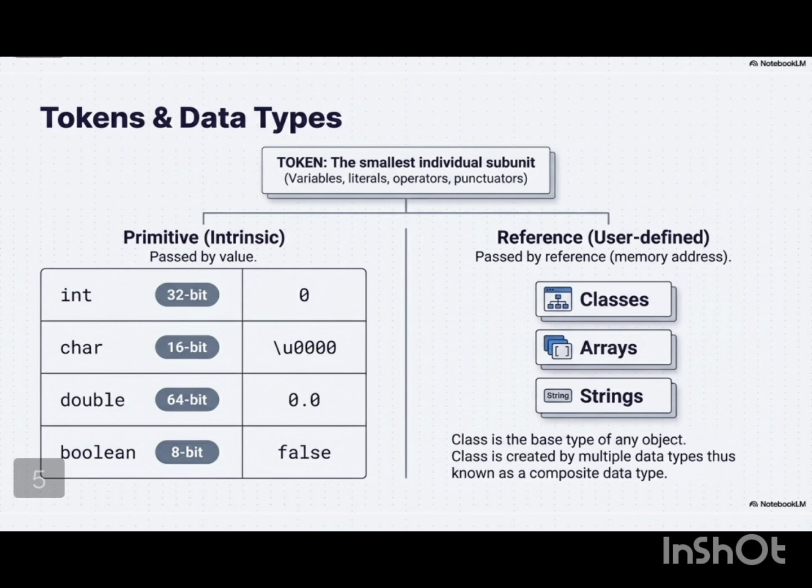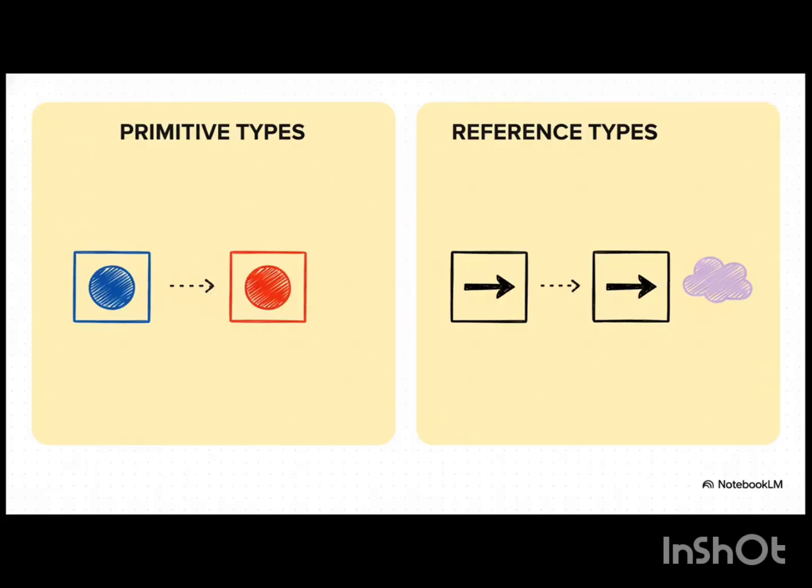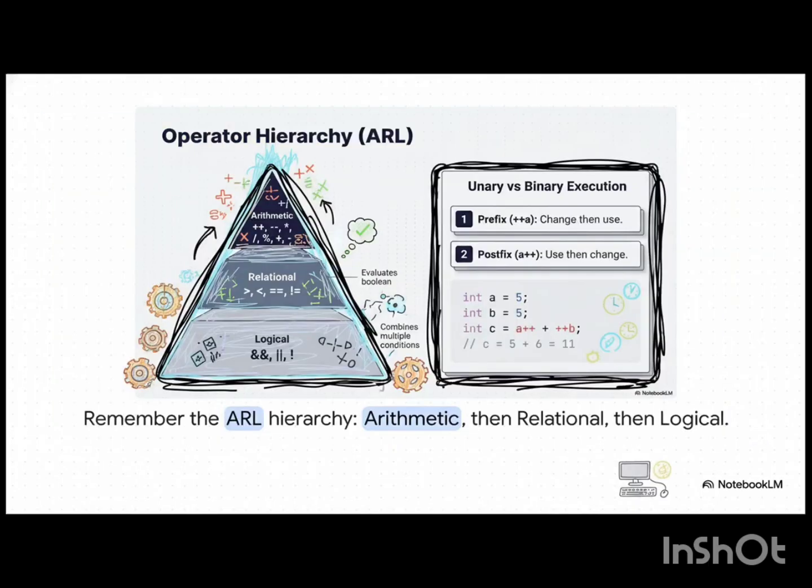Now, when your program is doing a bunch of calculations, it doesn't just do them randomly. It follows a strict order, and a great way to remember it is ARL. First, it handles all the A for arithmetic, your plus, minus, multiply, divide. Next, it looks at R for relational operators, which are all about comparing things. Is this equal to that? Is this greater than that? And finally, it deals with L for logical operators like and, or, which let you chain conditions together.